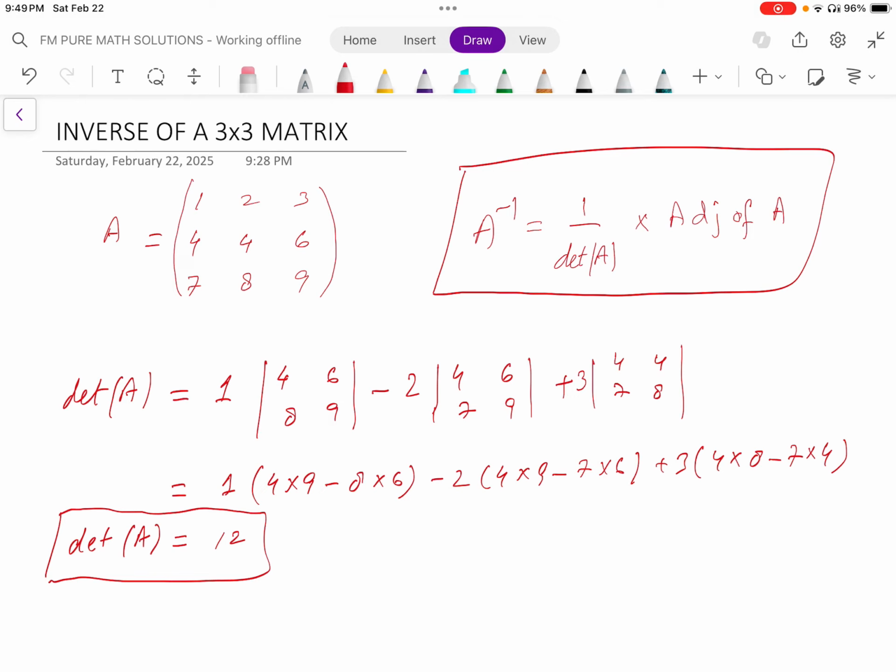So I'll leave the first row and first column. A 2 by 2 determinant is left: 4, 6, 8, 9. Then we leave the first row and second column. So we have 4, 6, 7, 9 and multiply by -2. We alternately write plus and minus signs, so the next sum is positive. We write 3 times the determinant, leaving the first row and the third column. So it's 4, 4, 7, 8 inside. We expand the 2 by 2 determinants and get the determinant equal to 12.